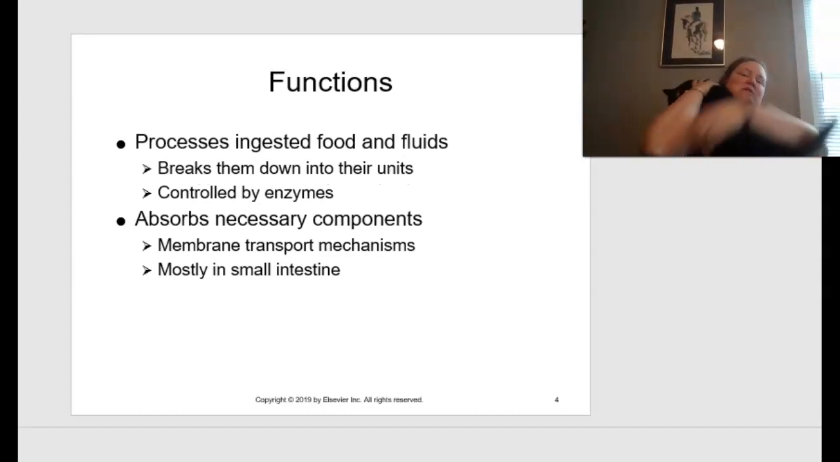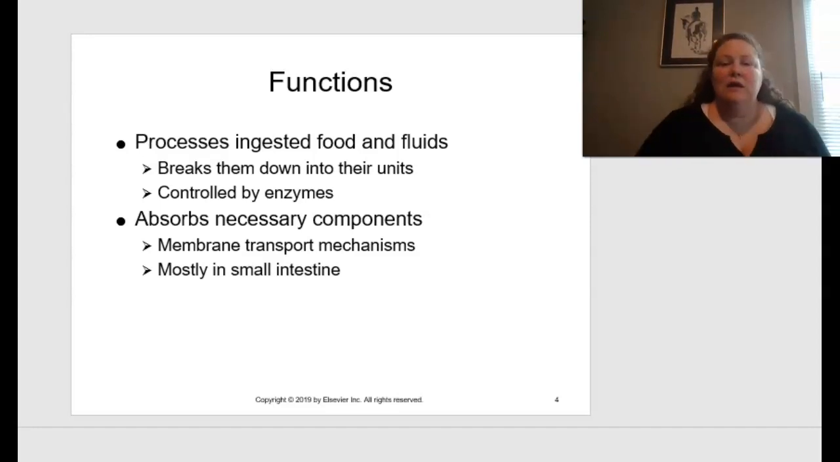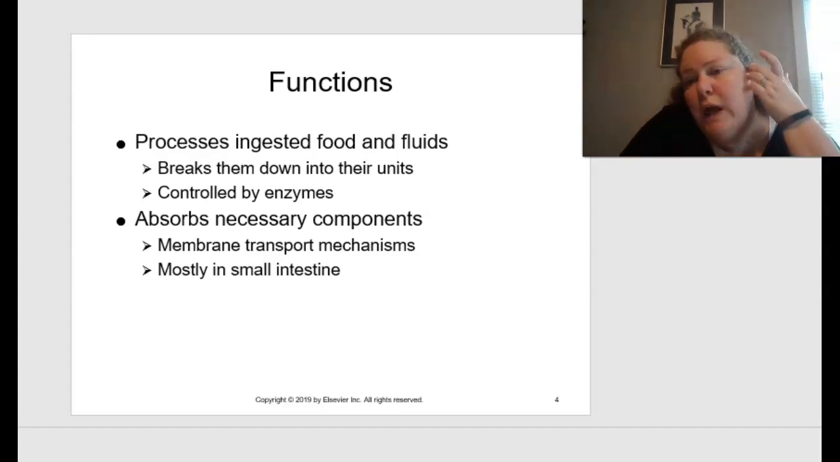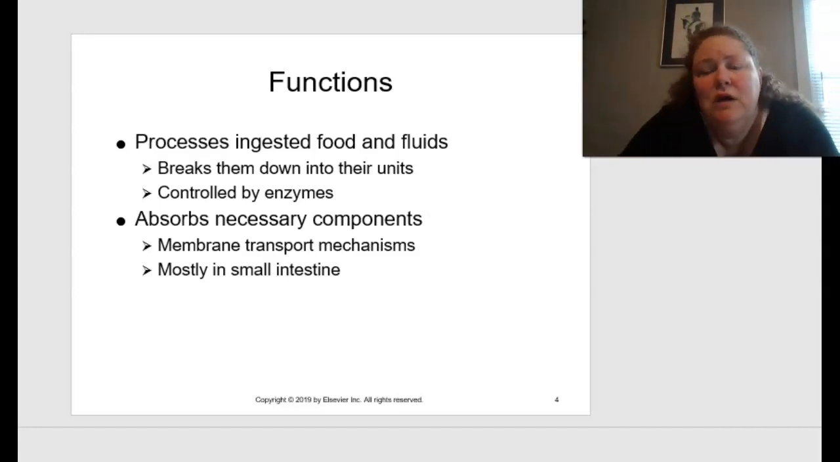Also, with the functions of digestion, we get to eat our food and then process it, and either the food and or the fluids that we have, we break them down into their units. So, for instance, carbs, my favorite food group, right? They're basically sugars, right? So we have to break them down to the singular glucose, and then we go through glycolysis to break down the glucose to pyruvate. It goes into the citric acid cycle, and so on, right?